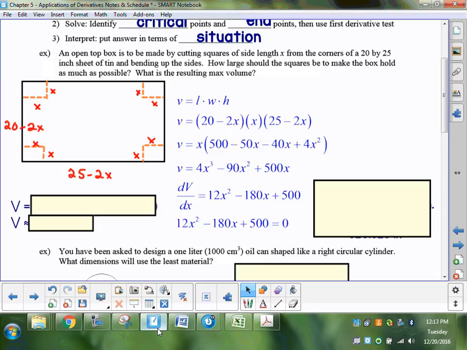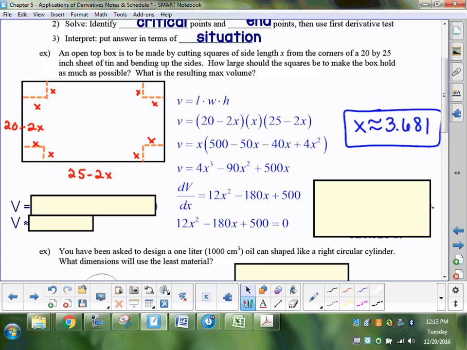So I'm going to say this. The algebra indicates that our x comes out to be approximately, and was it 681? Is that right? 681. Now, you need to go through and how large should the squares be? So that's going to help us answer that. What is the resulting max volume going to be?